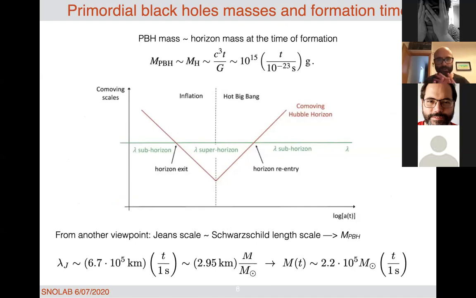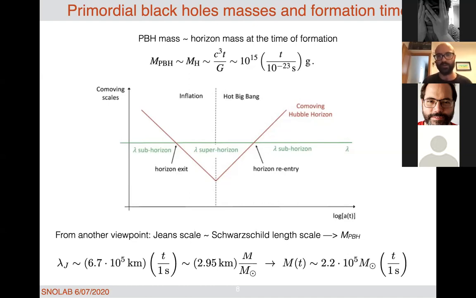And you can form primordial black holes in a wide spectrum of masses, actually. There is a correspondence between the time of formation and the mass scale of the black hole. And there is a nice way to see this correspondence by equating the Jeans scale, which is the length scale associated with gravitational collapse, to the Schwarzschild length scale, which is the scale associated with the length of the black hole horizon.